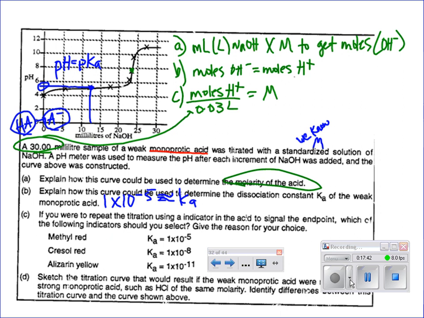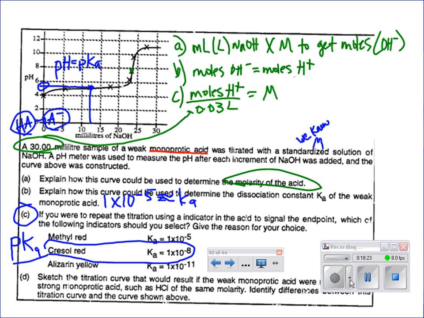If you're going to repeat the titration using an indicator in part C, which one would you choose and why? Which one's going to be good? When does an indicator change color? At its what? At its endpoint, which is what? Not its Ka, its pKa. We change at pHs, so it's pKa. So which is going to be your best option? Cresol red is changing at a pH of 8, so that's like a 7 to 9 range. So that's going to be the best option based on where the equivalence point is.